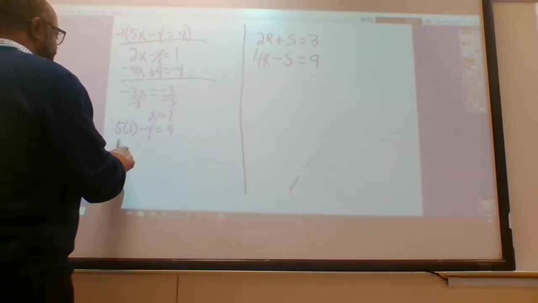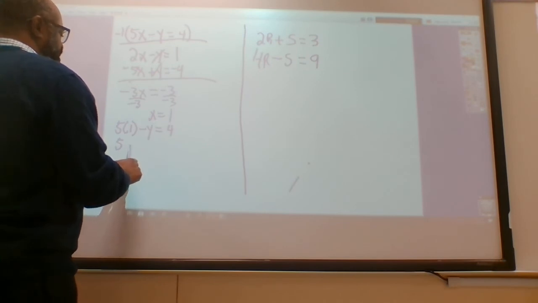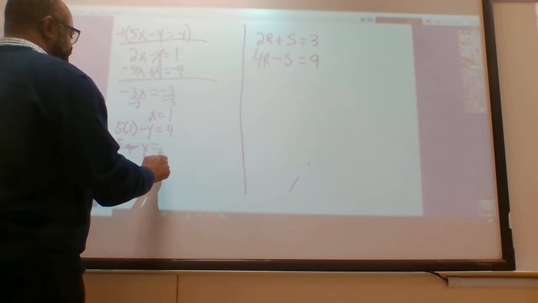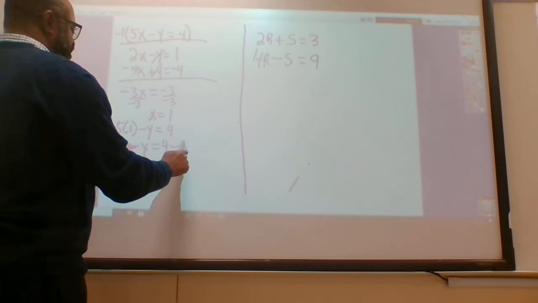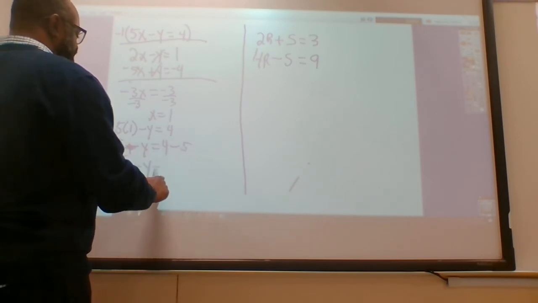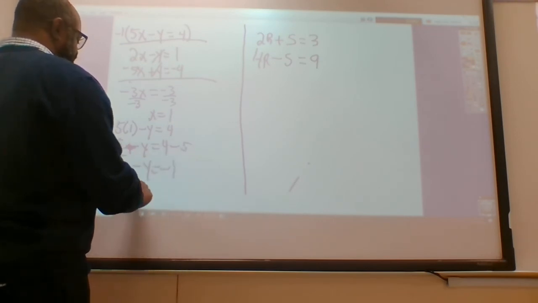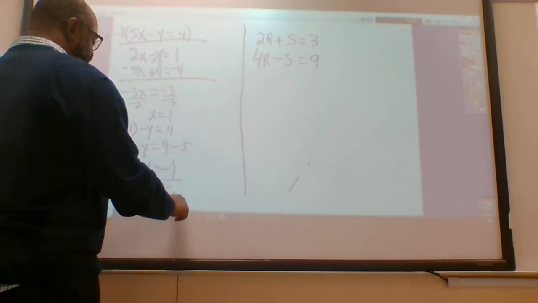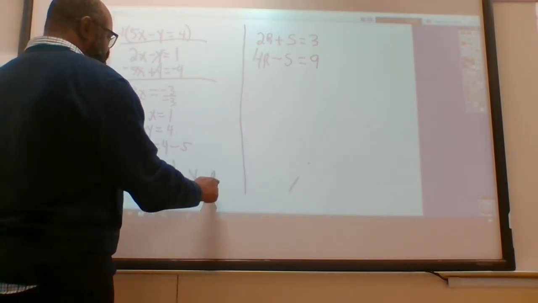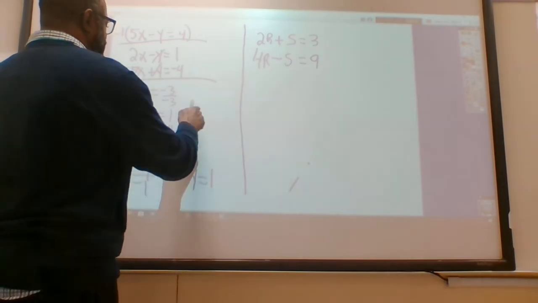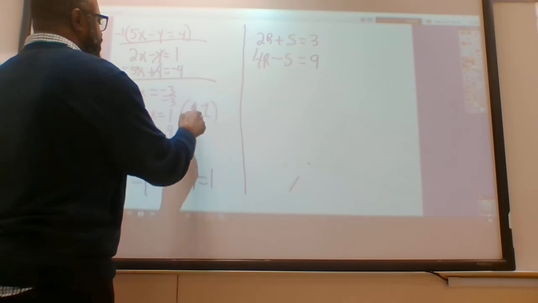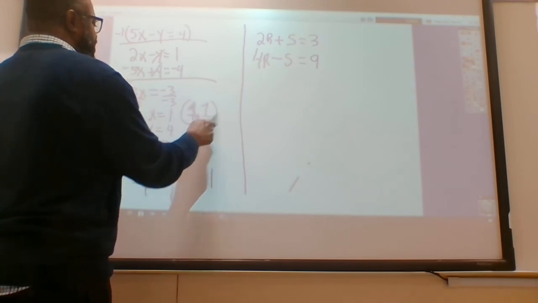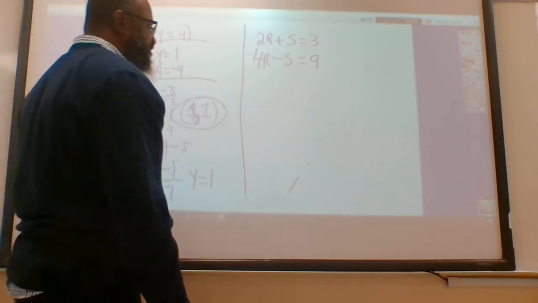That will give you 5, minus y is equal to 4 minus 5. I will have negative y is equal to negative 1, divided by negative 1. Y is 1. So my solution is 1, 1. 1, 1 is the ordered pair that satisfies both equations.